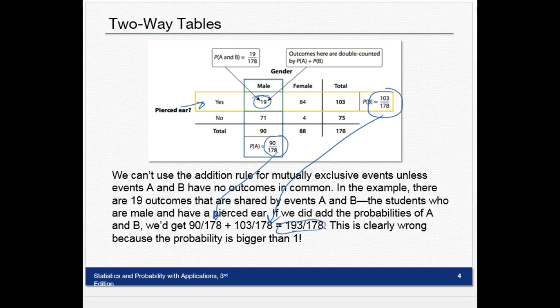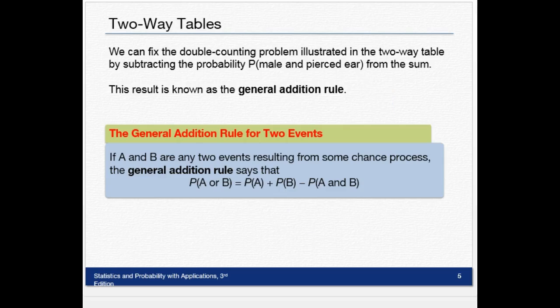So we have a formula that helps us get around that. We use what's called the general addition rule. It says if A and B are two events resulting from some chance process, you add the probability of A plus the probability of B, and you subtract the probability of A and B. This is where they overlap. That's the overlap, either in the table, and you'll see this in the Venn diagram too, but we subtract any overlap. So let's try an example of this.